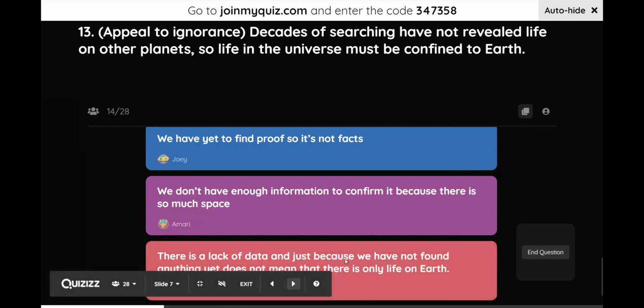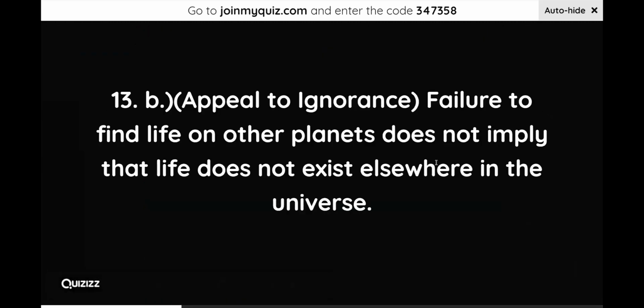So I think the next thing is we need to come up with an example. So I'm going to hit this pretty quick. But this is, I think, what the back of the book says. Appeal to ignorance. Failure to find life on other planets does not imply that life does not exist elsewhere in the universe. So just because we haven't found it doesn't mean it doesn't exist.